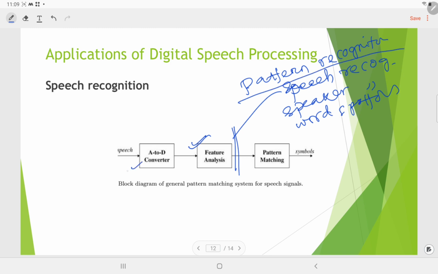So here the first block converts the analog signal into a digital signal, then some algorithms are followed to find the features related to a given speech signal, and once the features are generated, the pattern matching is done to perform a particular task, as I have already told. So these are a few applications. We will study all the algorithms in detail as we proceed in this course.